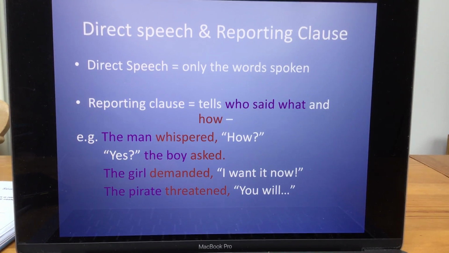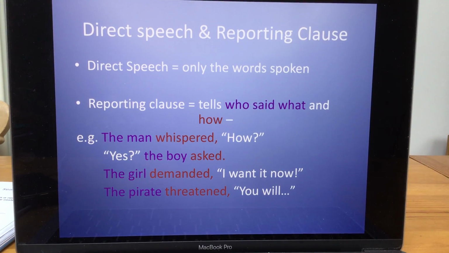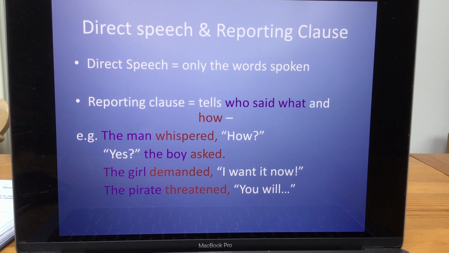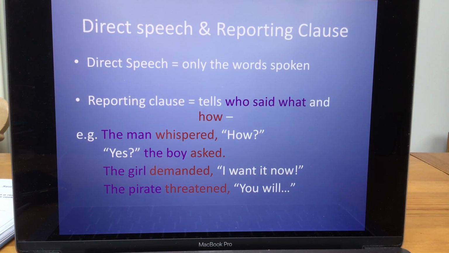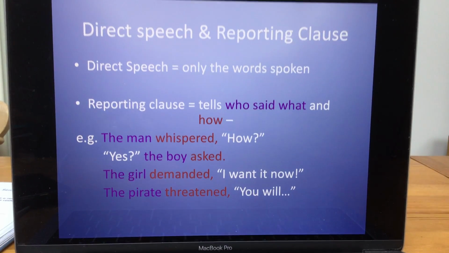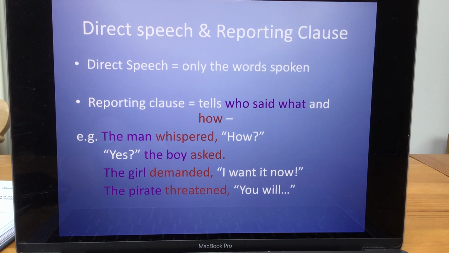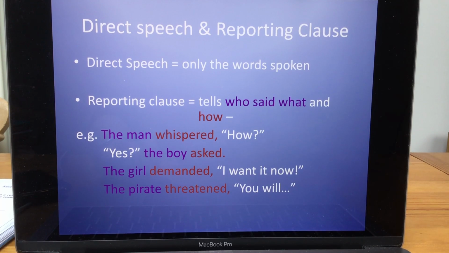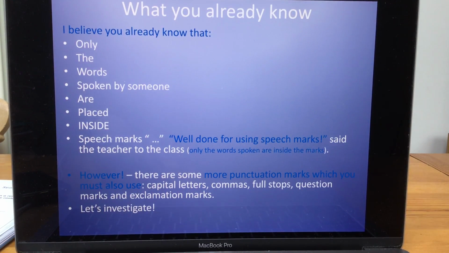Okay, so the man said this, and he said it by whispering, okay? And what he's saying is in the speech, okay? So who said this? The man whispered. That's how he said it, okay? And a lot of speech does have a reporting clause, but occasionally you just have the speech, okay? And I'm sure when you look through your reading books that you're reading and everything, magazines, whatever, you will notice that more now, okay?